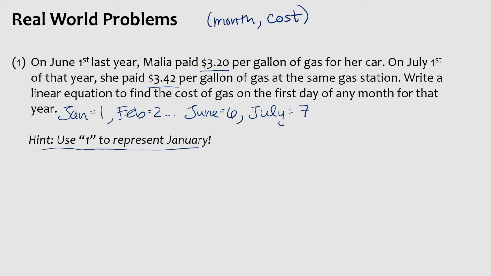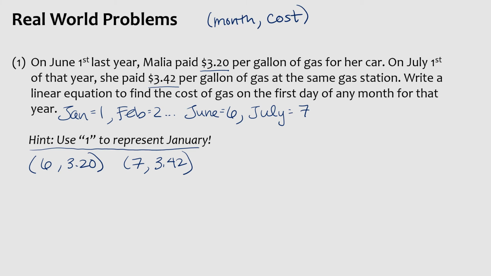So let's take a look at this. In June, which was the 6th month of the year, she paid $3.20. And in July, which is the 7th month of the year, Malia paid $3.42. So now I've got these 2 points. Oh, hey, 2 points. We know how to do that.